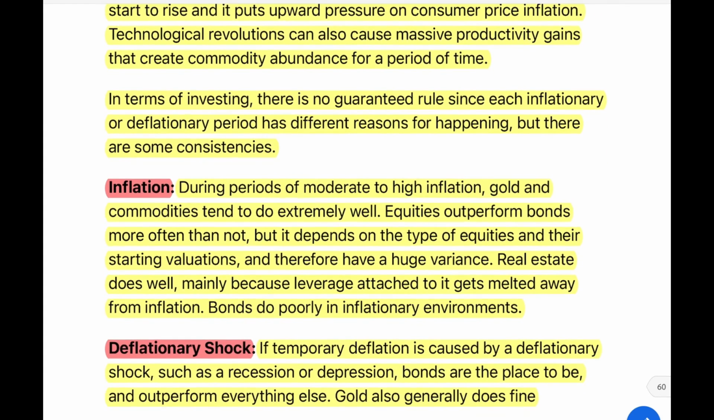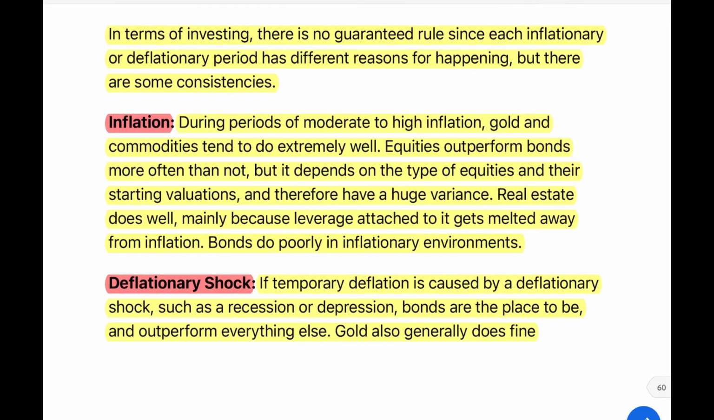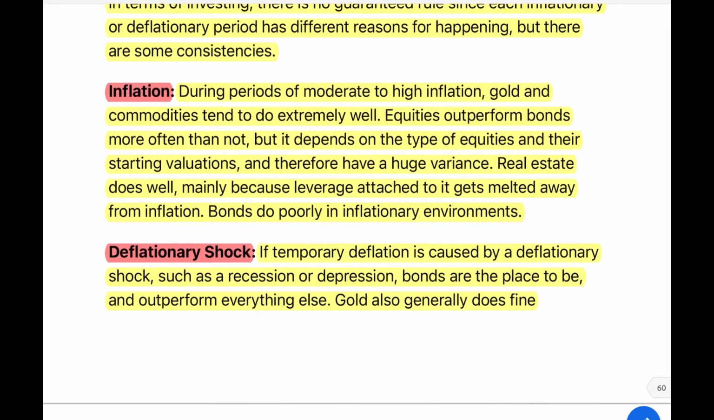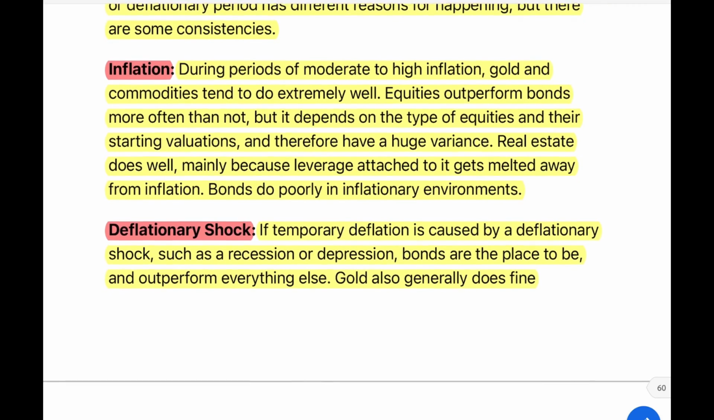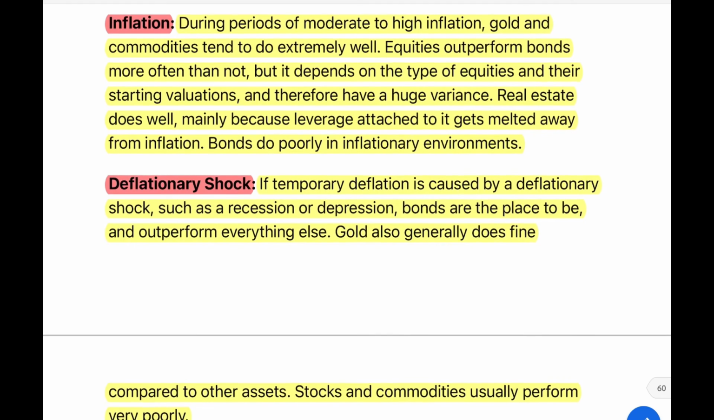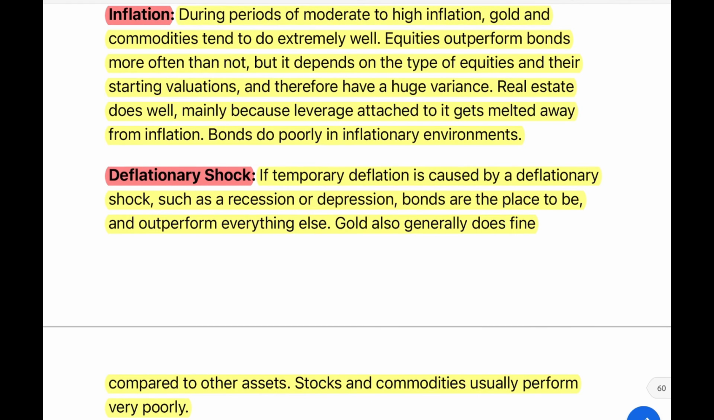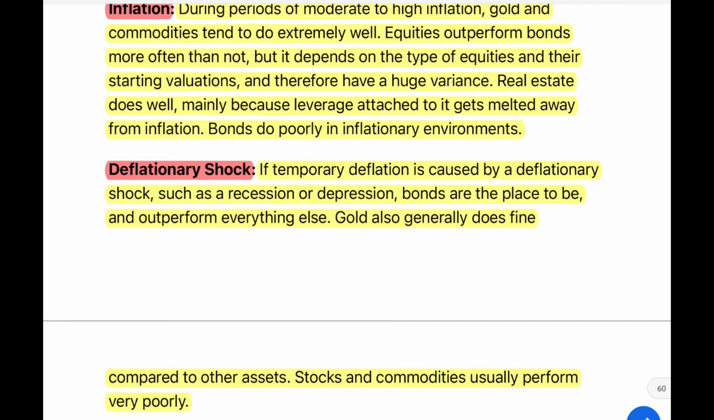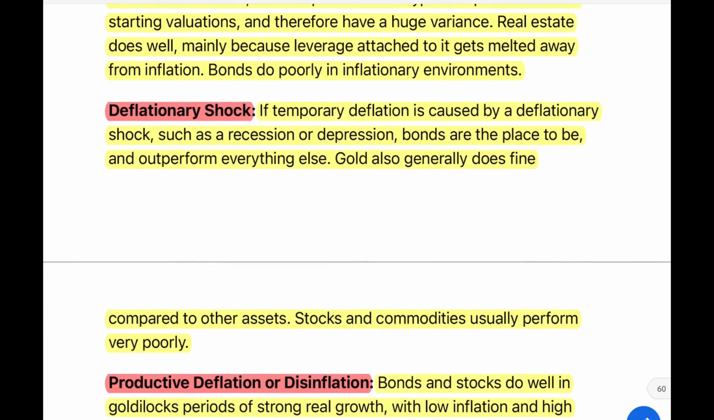In terms of investing, there is no guaranteed rule, since each inflationary or deflationary period has different reasons for happening, but there are some consistencies. Inflation: during periods of moderate to high inflation, gold and commodities tend to do extremely well. Equities outperform bonds more often than not, but it depends on the type of equities and their starting valuations, and therefore has huge variance. Real estate does well, mainly because the leverage attached to it is melted away by inflation. Bonds do poorly in inflationary environments.